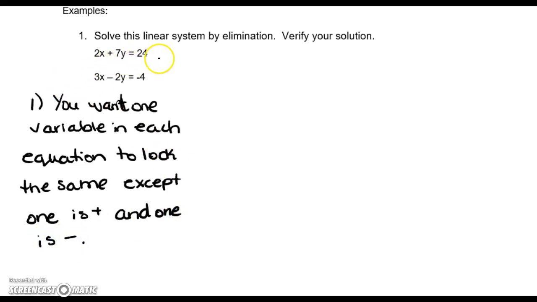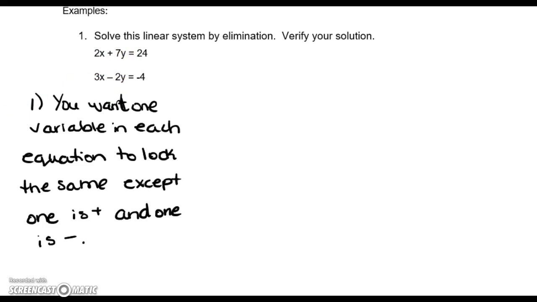So here we're going to look at our two equations. Here we have 2x plus 7y is equal to 24, and we have 3x minus 2y is equal to negative 4. So typically what we'd always try and look for is if we can make one equation look like the other. But in this case here, these are all prime numbers that are attached to our x and y variables, which means that we're going to have to manipulate both equations.